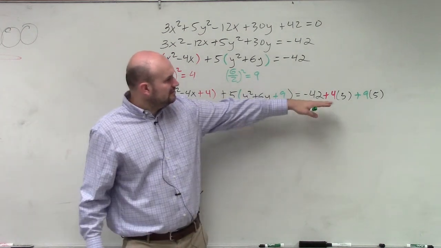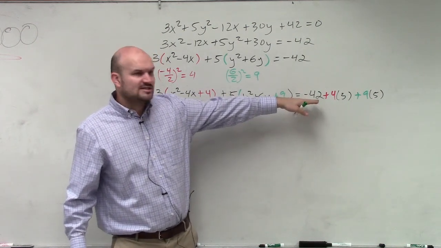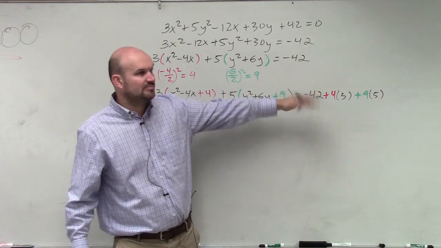Then here, 9 times 5 is 45. 45 minus 42 is 3. 4 times 3 is 12. Plus 3 is 15.